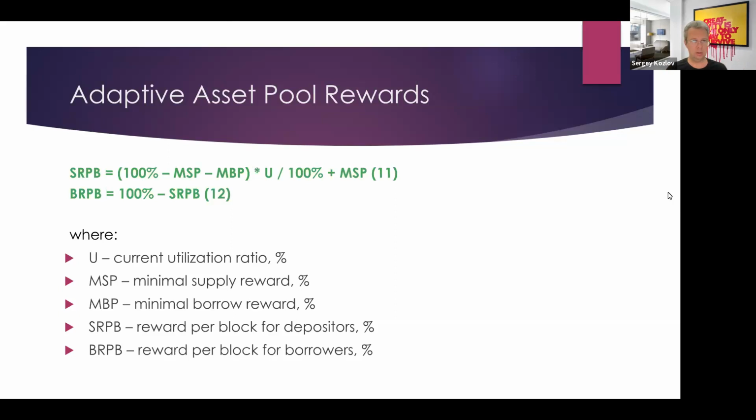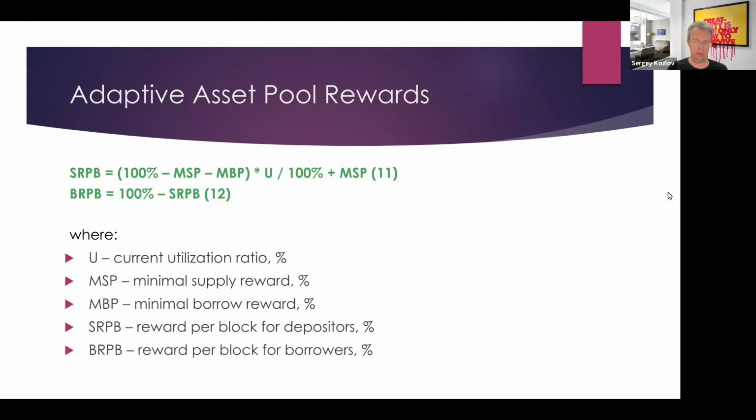So U is the current utilization ratio. Low meaning, for example, it's 0. So we have only deposits, no one takes a loan. Then, according to this formula, the major part of all rewards goes to the borrowers, and we stimulate borrowing. It means that actually 90% or even 100%, we can set up this formula as we want.